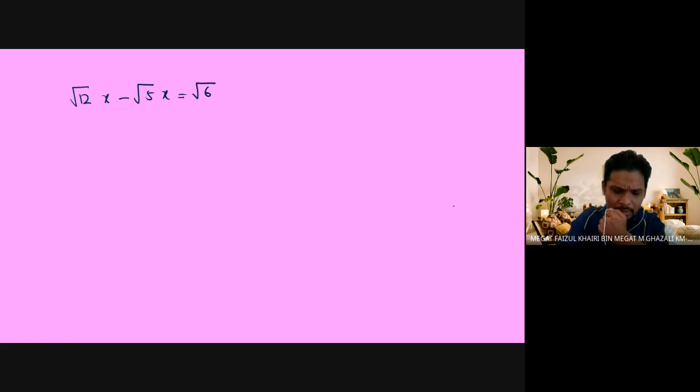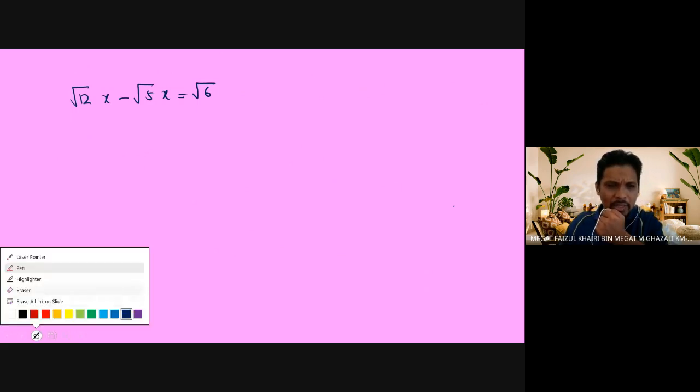Okay. Penyelesaian persamaan square root of 12x minus square root of 5x equal to square root of 6. Okay, penyelesaian bagi persamaan this one adalah this. The top one, convert all into fraction without using progression method.